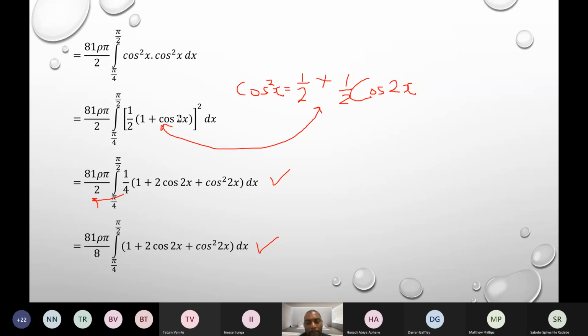Yes, Masudu. Sir, just for clarity, on the second equation of the slide, did you use trig identities for the 1 plus cos 2x? Okay, do you mean this part here? Yes, use identities. Okay, sir. Use identities there in the formula sheet.